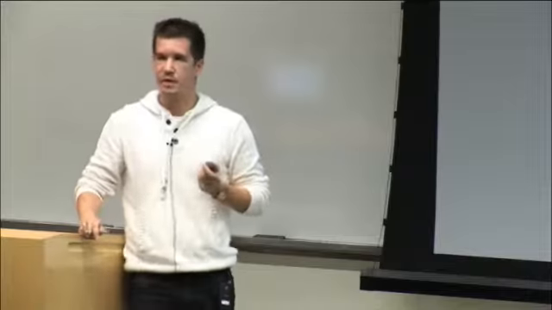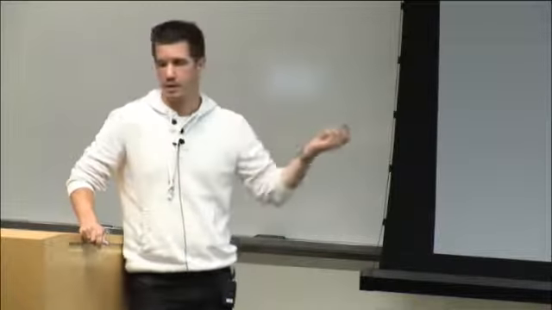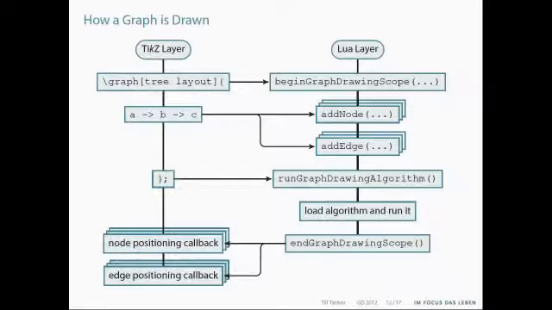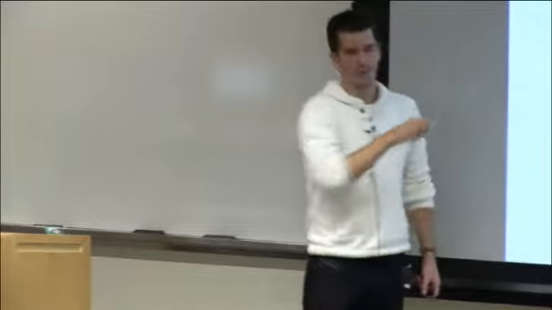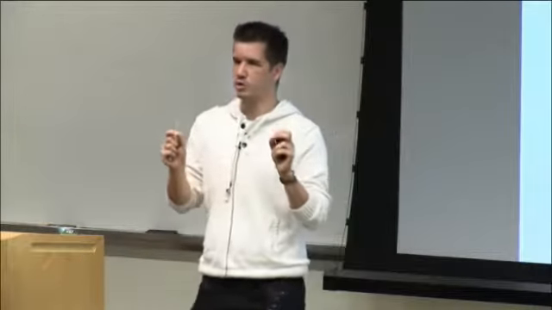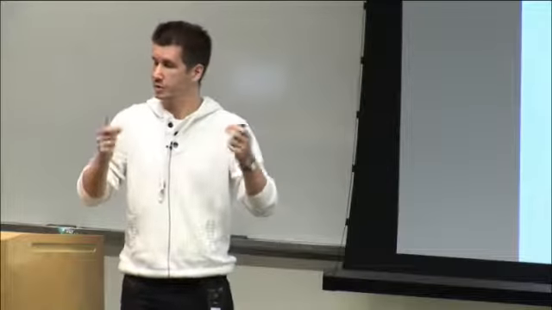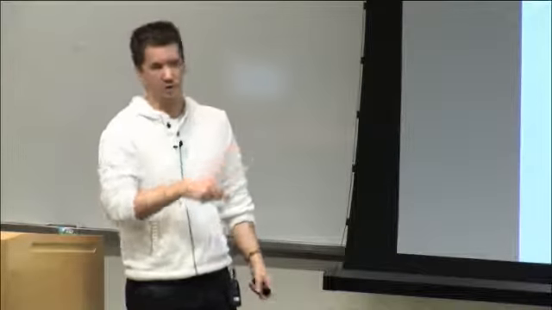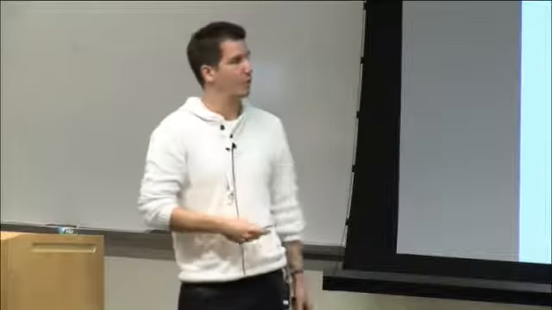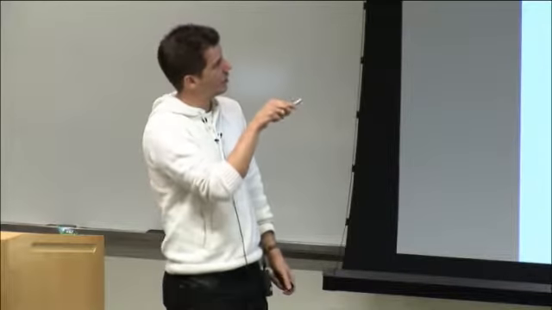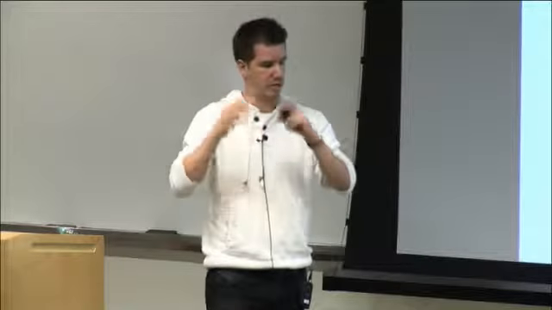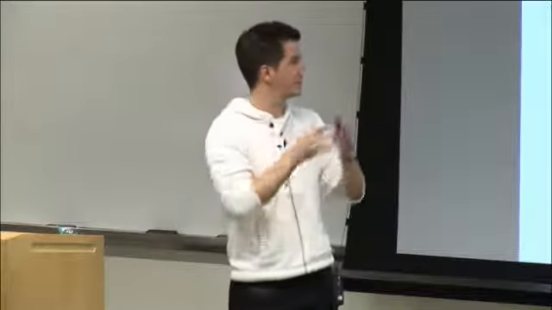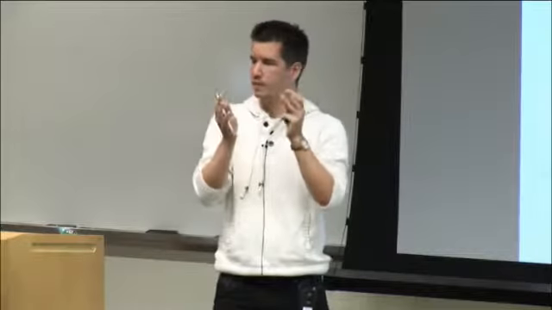Now, this \directlua option is really what's behind this whole graph drawing thing, so let's see how a graph is drawn. On this TikZ layer, you say, well, I want a graph with a tree layout. And this tree layout option essentially triggers a call using \directlua to something called begin graph drawing scope. So it calls this framework. And then when we see A to B to C, TikZ is going to create 3 nodes, render them, put a shadow behind them, whatever.